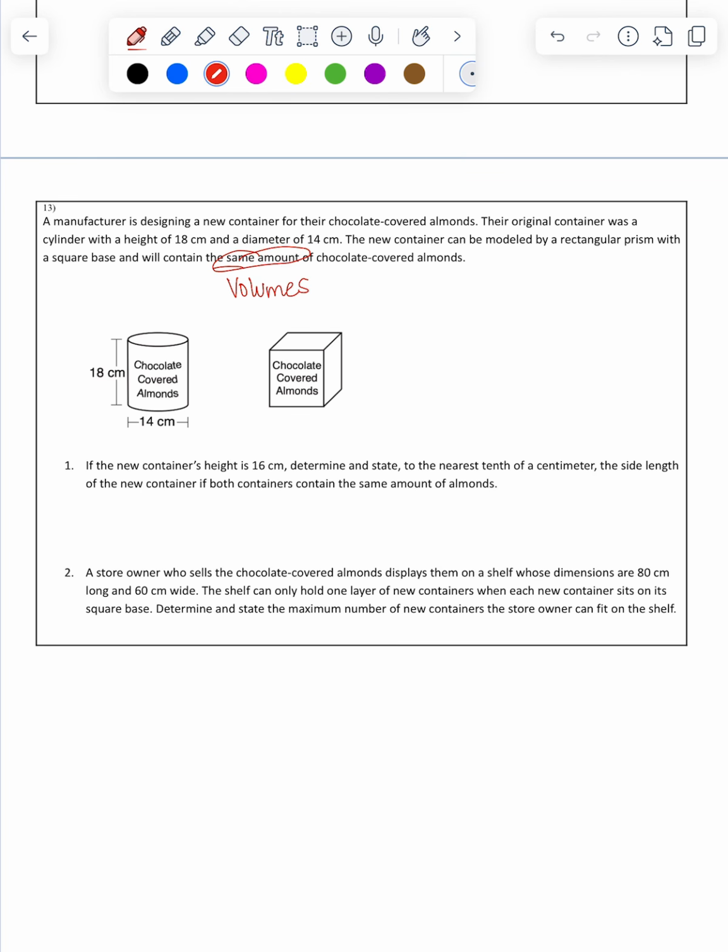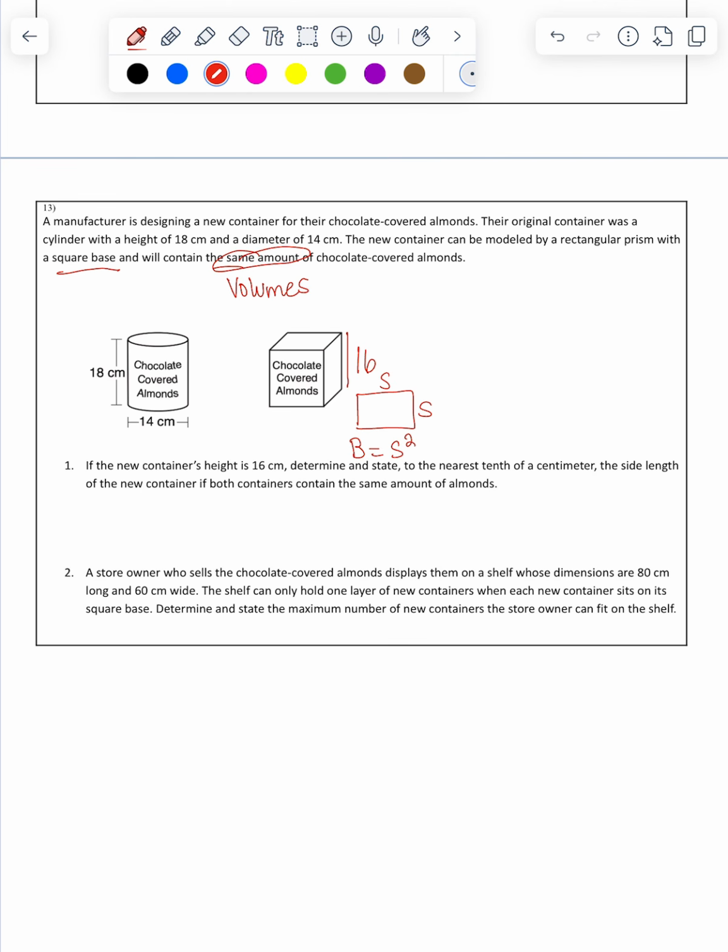In question number 1, you're given that the height of the new container is 16, and you need to find one of the side lengths of the base. It says it's a rectangular prism, but it has a square base. So if this is one side and this is the other side, they're both going to be the same, right? Because it's a square. To find the area of that square base, the capital B, you could do length times width, S times S. So the capital B, the area of the base, would be side squared. And that's going to be important. We're going to need that for what we're doing.